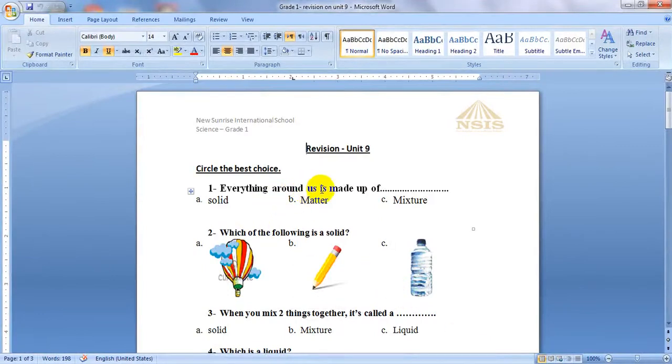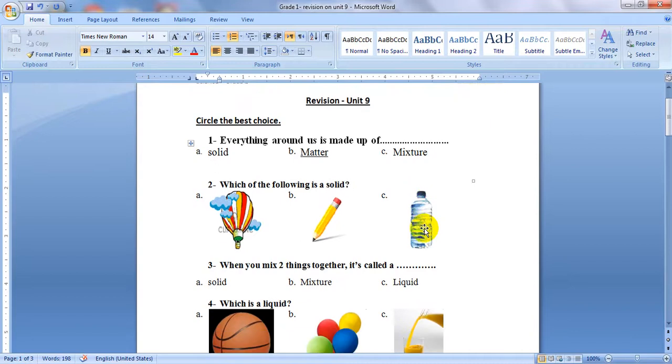Everything around us is made up of solid, matter, or mixture. Are all the things around us solids? Of course not. Everything around us is made up of matter. Do you remember? And we said that matter has a condition, which is that it takes up space and it also has mass.